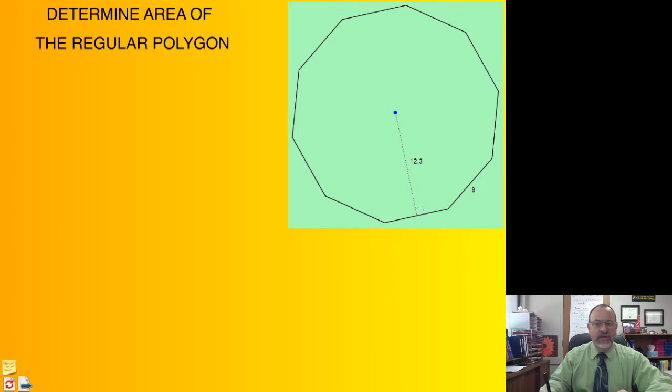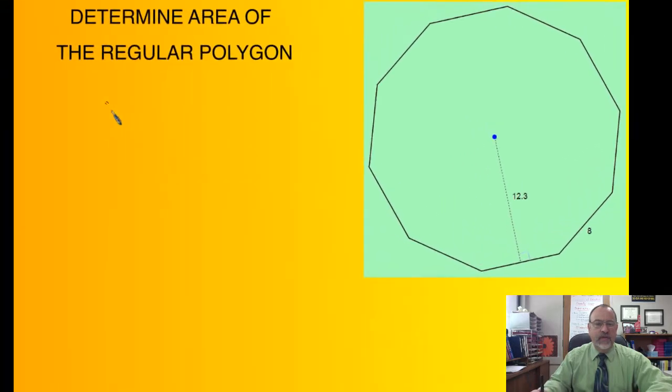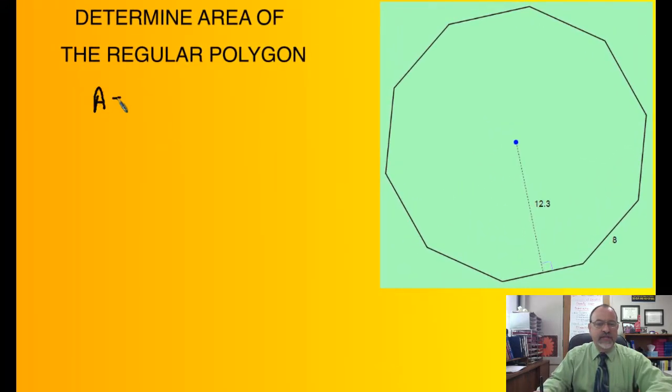Okay, so let's do a couple of examples, a couple where they give us the apothem maybe, and then a couple where they don't. We maybe have to go on a little search for ourselves. So determine the area of this figure here. Well, because it's a regular polygon, I start with the formula. And now I go to my figure and try to gather the information that I need.